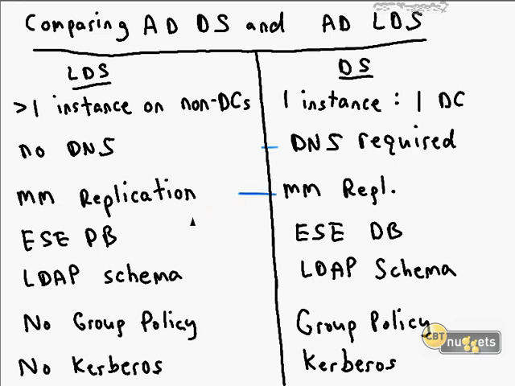Both technologies make use of multi-master replication and directory partitions, which enable us to control the scope and degree of Active Directory replication. Both technologies use the ESE database. Both technologies use the LDAP schema and rely upon LDAP tools for configuring the instance. Finally, we have group policy and Kerberos authentication. And we see very simply, only domain services supports group policy and only domain services supports Kerberos v5. So you take the good with the bad, my friends.